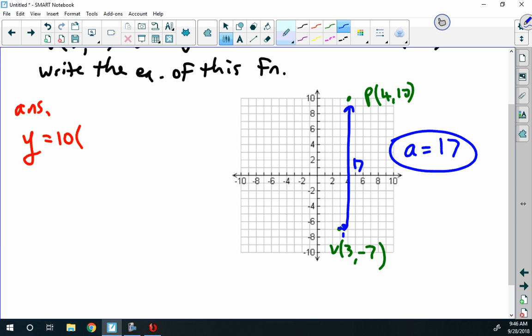Okay, so let's try that again. So y equals 17. Y equals 17 times the quantity x what?